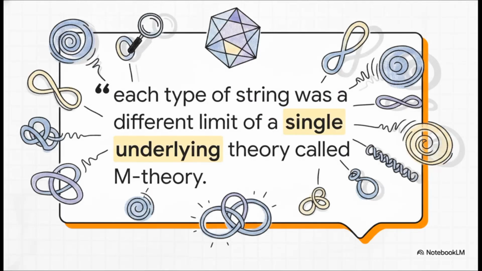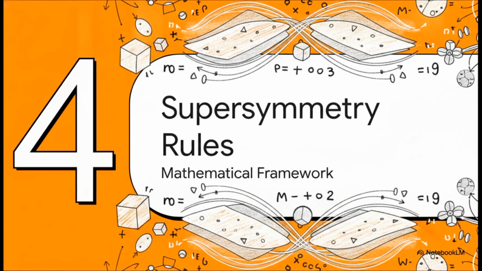And this is the grand twist of our whole detective story. All those different string theories, type 1, type 2, heterotic, they're actually just shadows or different perspectives of one massive, overarching framework known as M-theory. The dualities proved they were literally all just parts of a much larger whole. All right, part 4, the rules of supersymmetry.